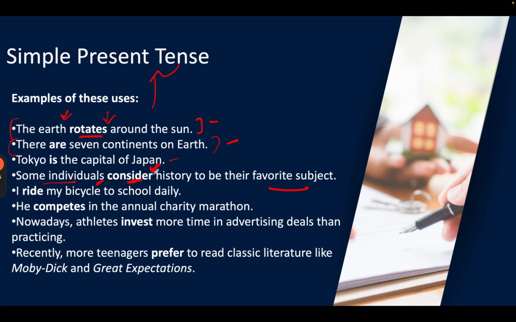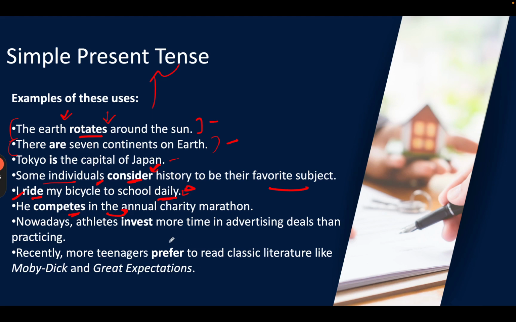I ride my bicycle to school daily. So daily is the trigger word over here. This mention of the word daily tells us that this is a habitual activity, a routine activity. And what is the verb? Ride is the verb and I is the subject. He competes in the annual charity marathon. Now here, if it says he competes, it means this is a routine or a habitual thing for this person, right? Probably this person competes every year in this annual charity marathon.